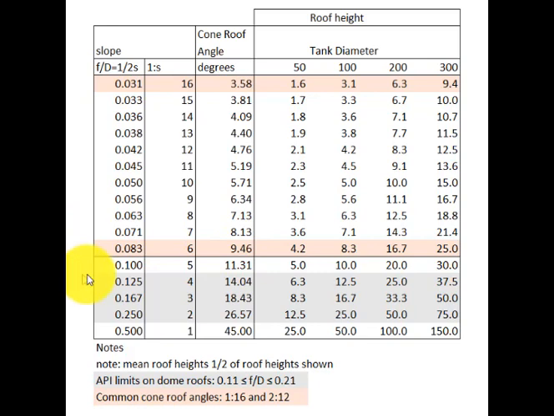The domes, of course, are much steeper. Its F over D typically ranges from 0.11 to 0.21. So these gray lines show the F over D ratio for domes.